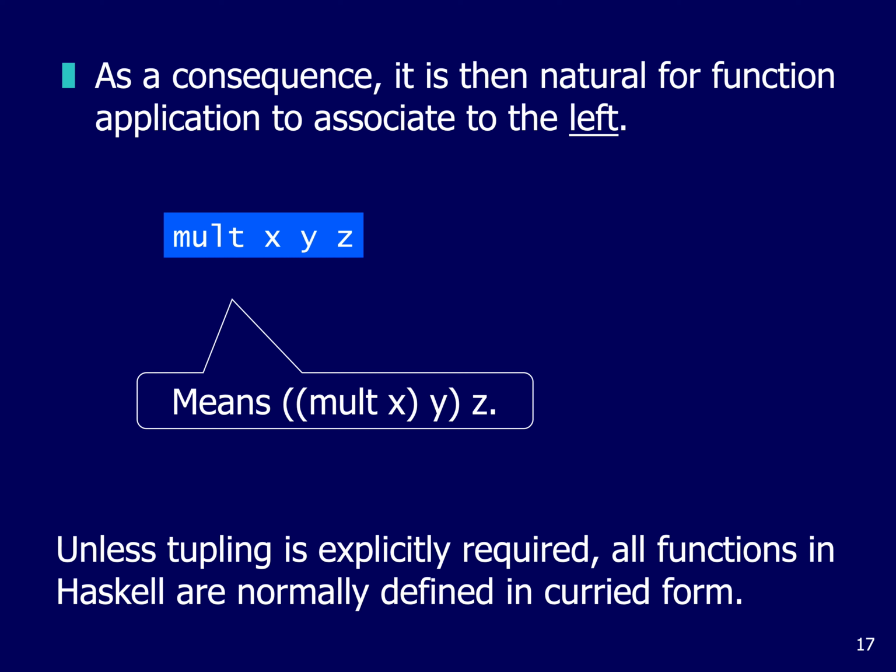So we apply multiply to x, and that will give us a function. Then we apply that to y, that will give us another function, and then we apply that to z, and then we're done. And the point at the bottom here says, unless tupling is explicitly required, all functions in Haskell are normally defined in curried form. And again, if you look in the standard library, basically almost every single function is defined in curried form.